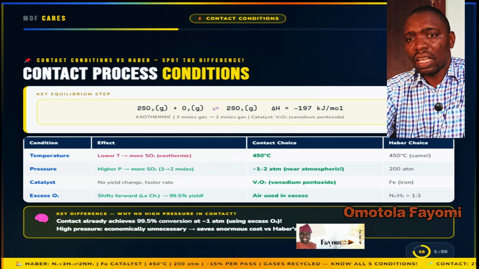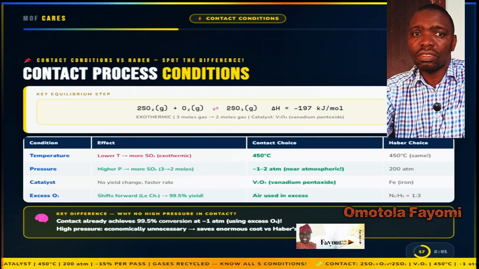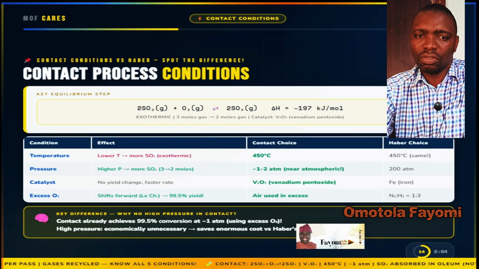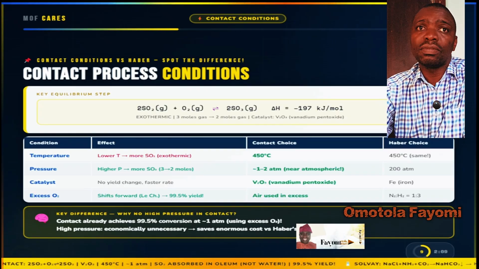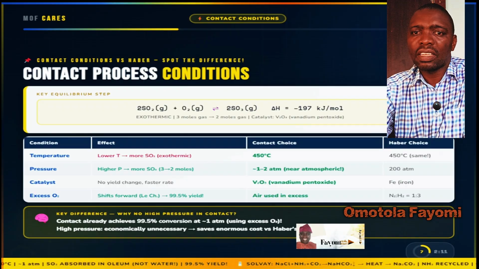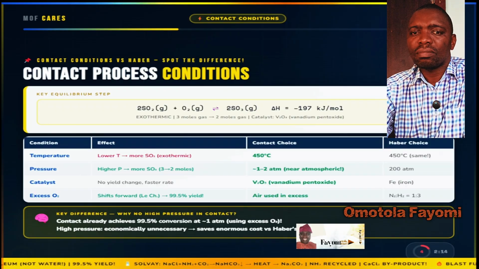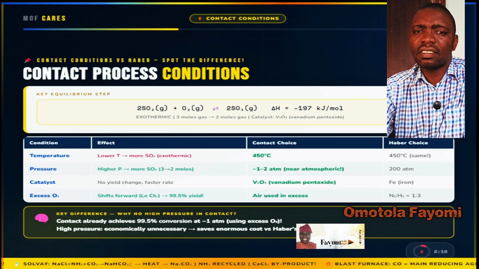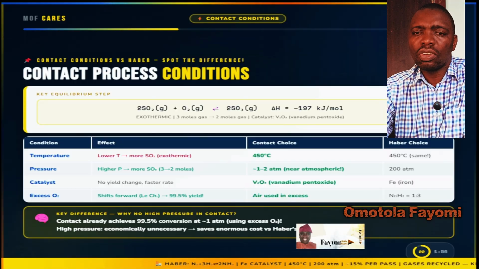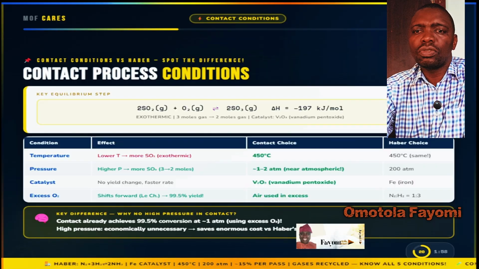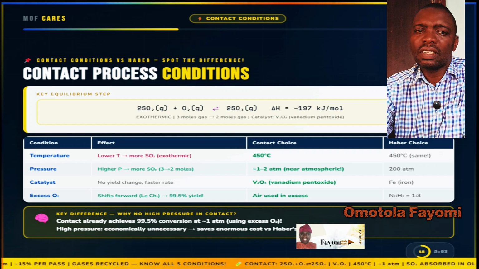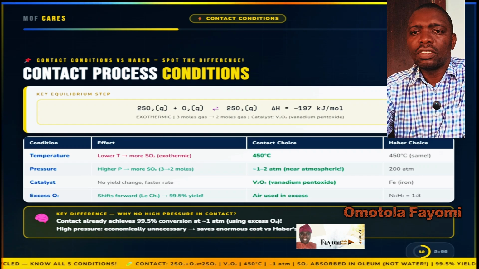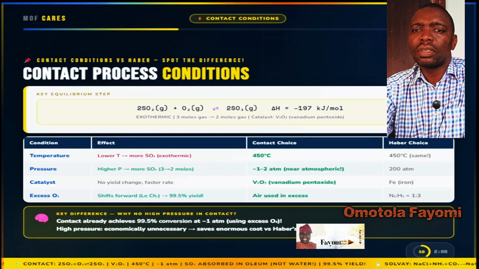Catalyst: vanadium pentoxide at 450 degrees Celsius. This is one of the most commonly tested JAMB facts. Students sometimes write iron, which is the Haber catalyst. Contact is V2O5, that is vanadium pentoxide. Never confuse them. Excess oxygen used here ensures that SO2 is not wasted and that the equilibrium is pushed forward by Le Chatelier, maximizing SO3 production. This is why 99.5% yield is achieved without high pressure. The excess oxygen acts as the driving force.